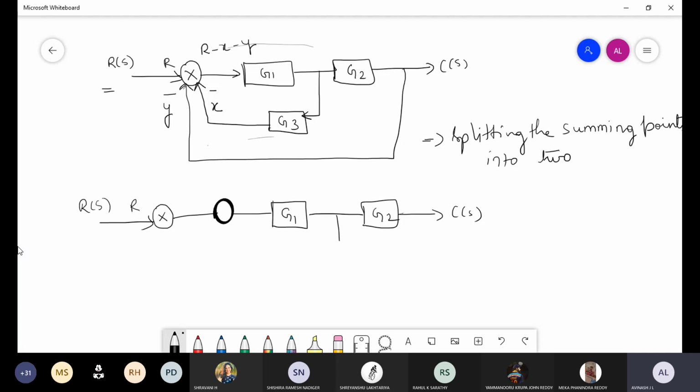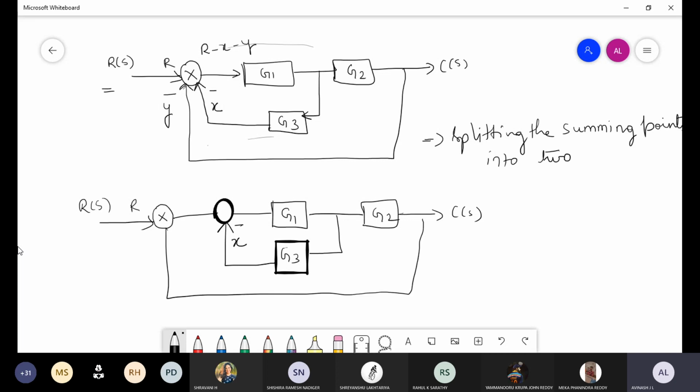So now here it will be G3. So here what I'm taking is minus X. So for the last, that is for the outer, I'll take another thing, that is minus Y. So now if I just split this particular block, what is called a summing point like this, so you will get the answer. Two summing points will get.